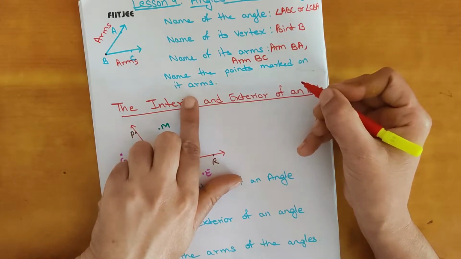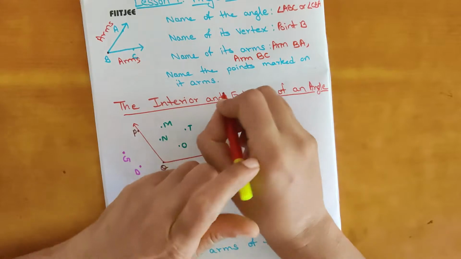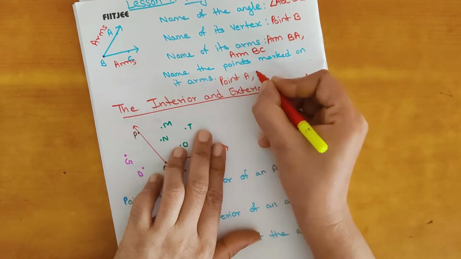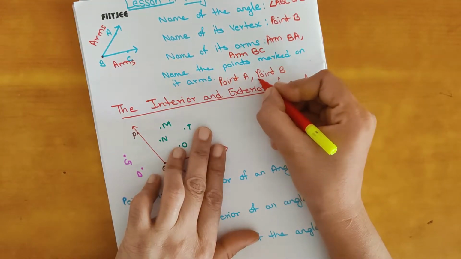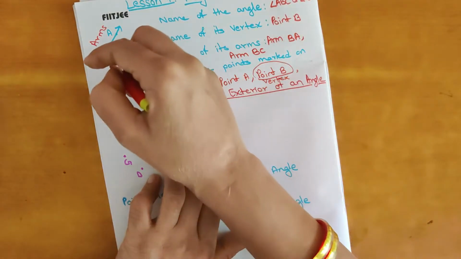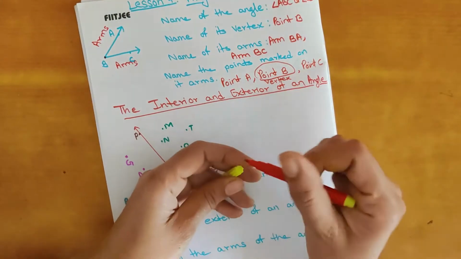Name the points marked on its arms. What are the points marked on its arms? If you will see, point A, point B. B is the vertex. It is a vertex. And next arm it is point C. Okay.